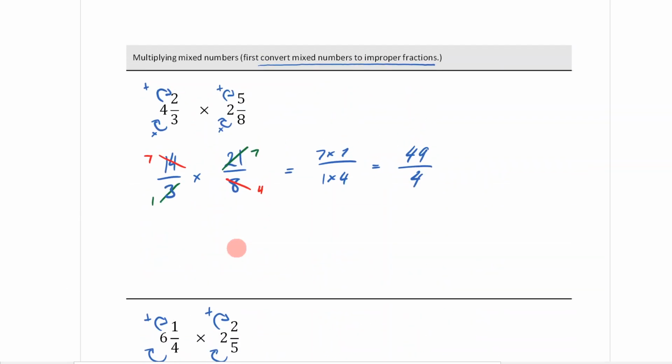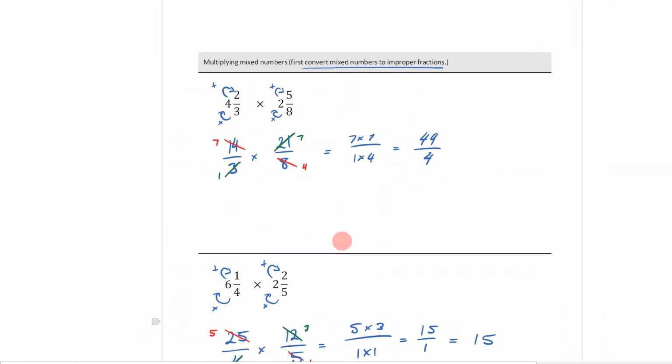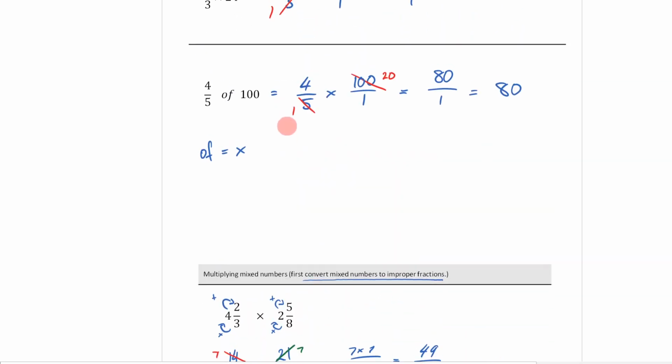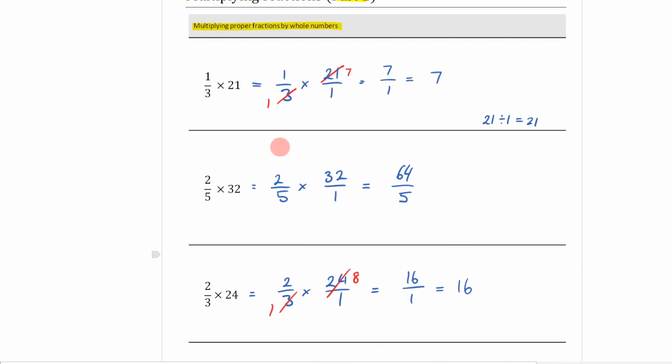But that's everything. That's everything we had to talk about with multiplying fractions together. So in this part, we went through how to multiply mixed numbers, and we also went through how to multiply a fraction by a whole number.